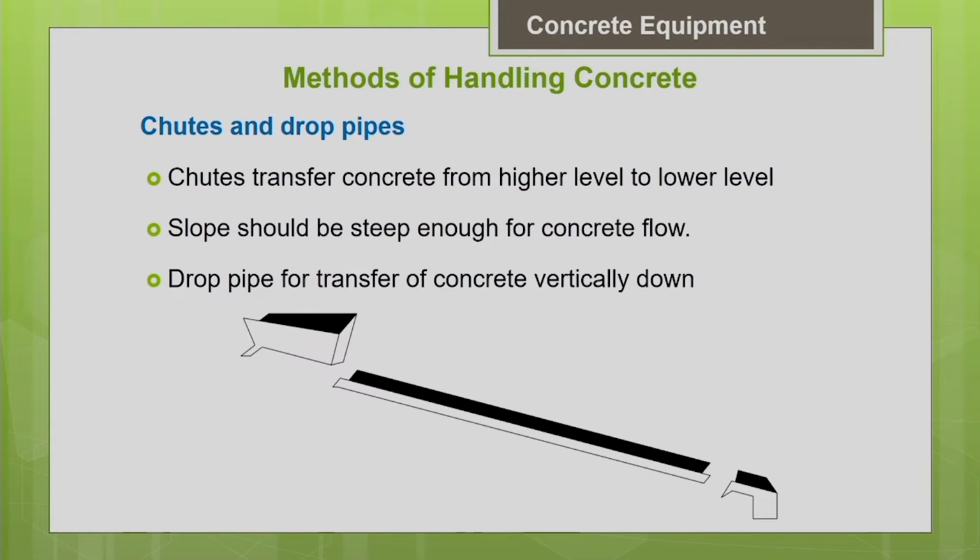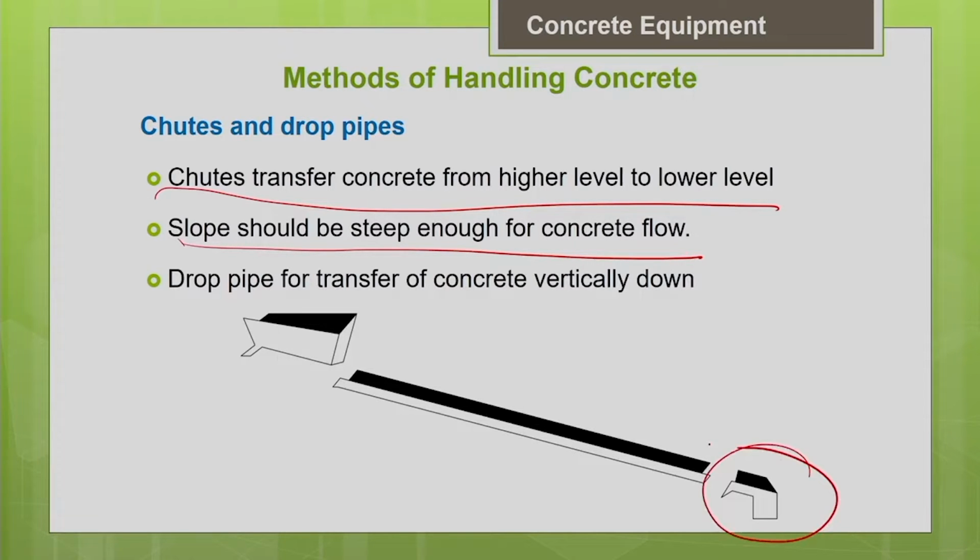These chutes are nothing but pipelines which are commonly used to convey concrete from a higher level to a lower level. So, chutes transfer the concrete from a higher level to a lower level. You should place them in such a manner that the steepness of the slope is sufficient to facilitate the flow of the concrete. The slope should be steep enough to allow the flow of concrete. At the end, as I told you, you should make some arrangement for vertical end discharge. Though the flow will be inclined, at the end you have to provide a vertical drop down pipe.